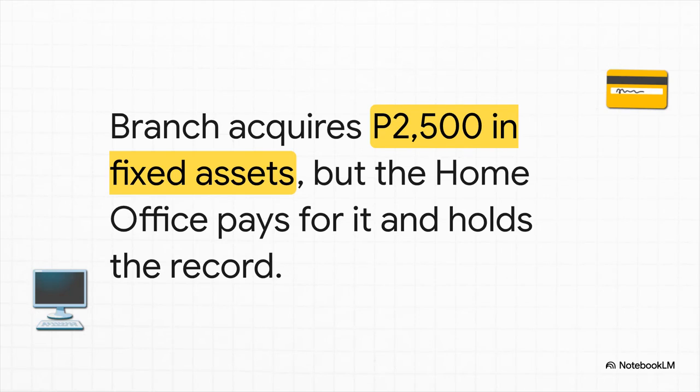All right, now for a curveball. This is where people sometimes get tripped up. The branch goes out and buys a fixed asset for 2,500 pesos, but the company policy is that the home office keeps all the fixed asset records and pays the bill directly.